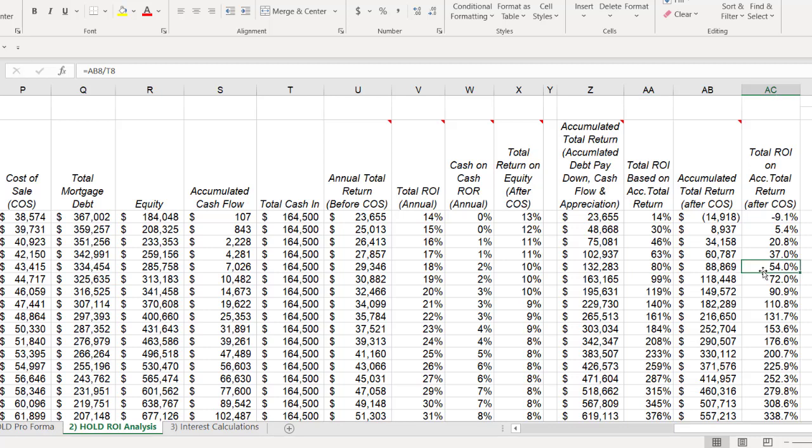But what does this look like in maybe 10 years? So we know year one, you have a negative return because of the exit costs that are associated with leaving the property. 5 years, we know we make about 54%. But in 10 years, let's see, 6, 7, 8, 9, 10. In 10 years, you make about $252,000 for a 153% return.